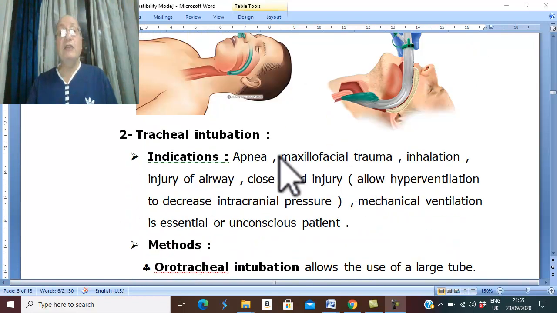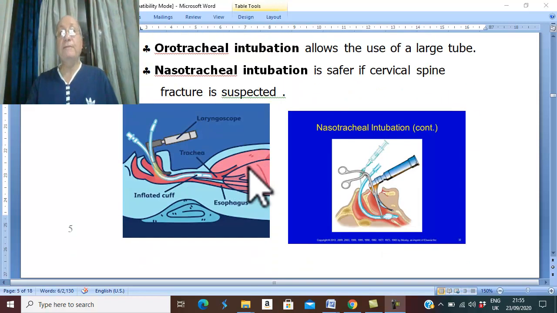Also, we can introduce tracheal airway or tracheal intubation. What is the indication for tracheal intubation? Apnea, maxillofacial trauma, inhalation of blood or vomitus, injury of the airway, closed head injury.